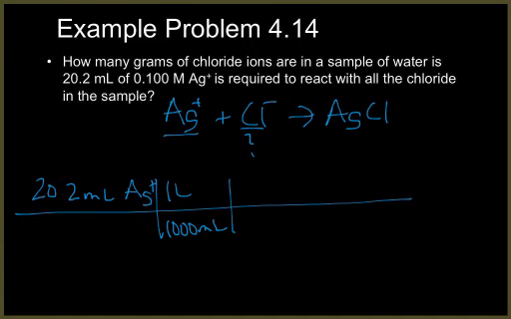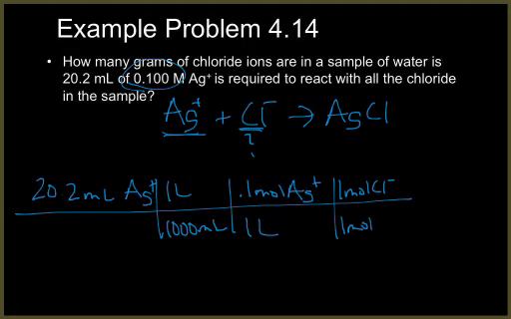Then I'm going to use the molarity to convert to liters. So I have moles, 0.1 moles of silver for every 1 liter. Now I can go to my stoichiometry, so this is a 1-to-1. So I have 1 mole Cl minus for every 1 mole of silver. So very similar to what we did before.